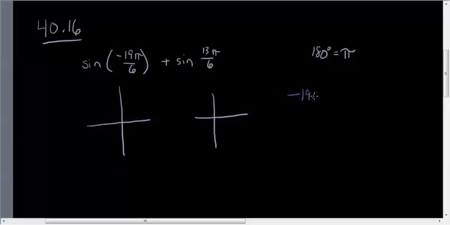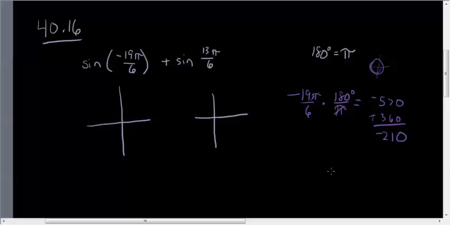Negative 19 pi over 6 times 180 degrees is pi radians. So negative 19 divided by 6 times 180, because I'm just going to let the pi's cancel, equals negative 570. Well, negative 570 is negative 360 plus something else. So if I add 360, that gives me negative 210.